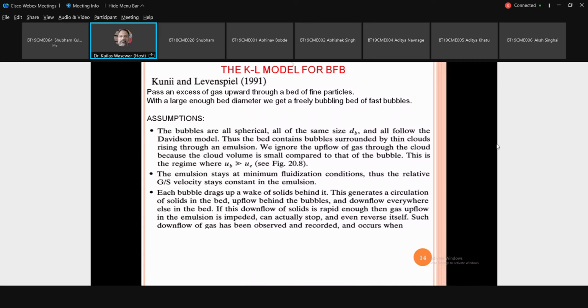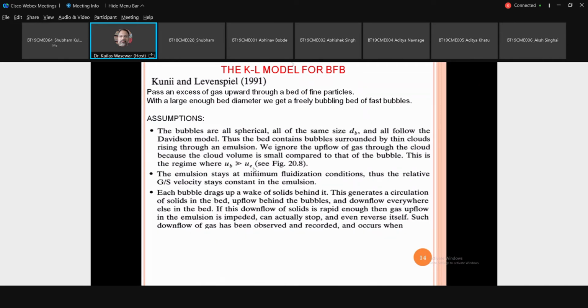Bubbles surrounded by thin clouds rise through the emulsion, and there will be the wake also. Also, we ignore the upflow of the gas through the clouds because the cloud volume is small compared to that of the bubble, and generally it is possible that the velocity of the bubble is greater than the velocity of the emulsion. Also, the emulsion stays at minimum fluidization conditions, thus the relative gas-solid velocity stays constant in the emulsion.